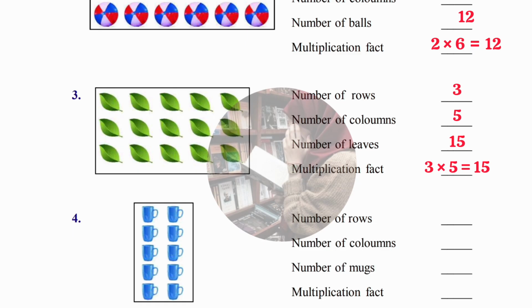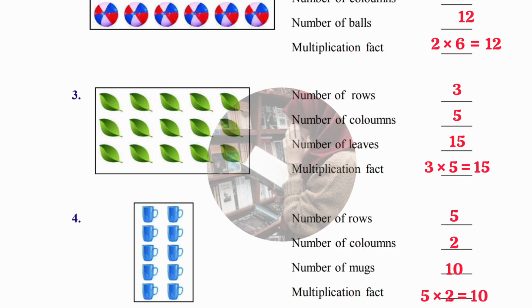Got it, guys? Let's move on to the fourth one, in which we are given some cups that we have to count. How many rows are there, how many columns are there, and in total how many mugs are there. Okay, so let's see number of rows. How many rows are there? Just count it. 1, 2, 3, 4, 5. 5 rows are there. How many columns?